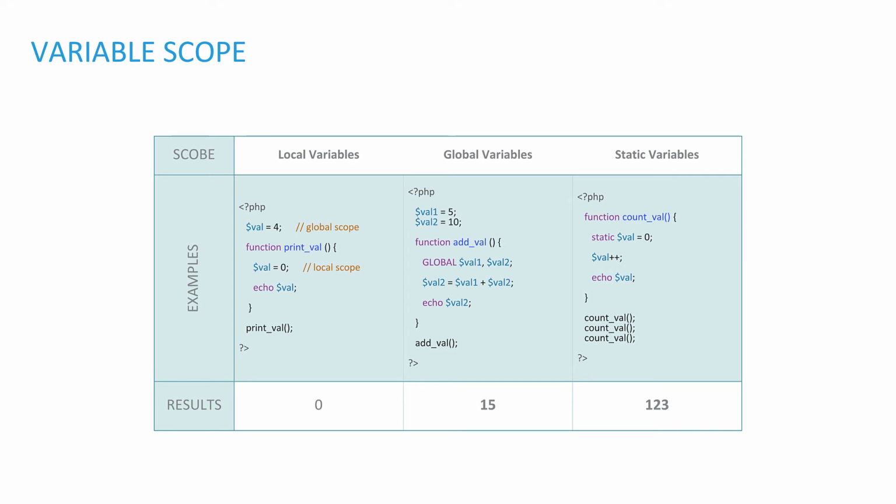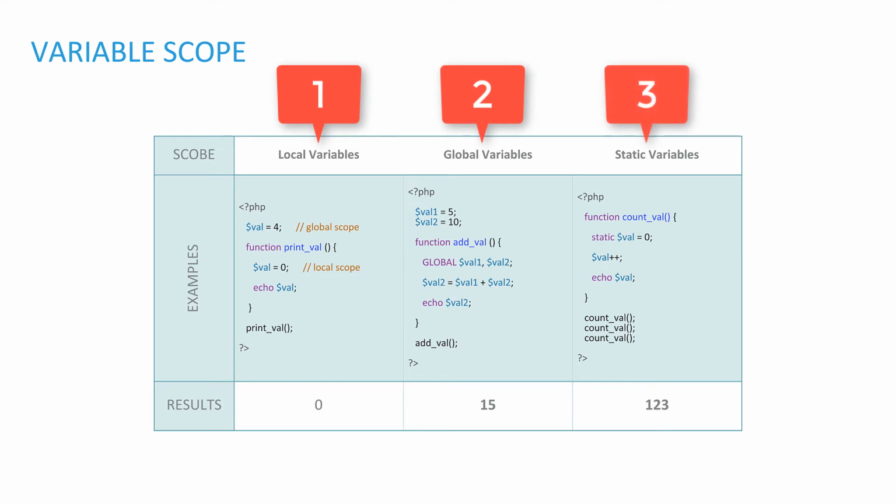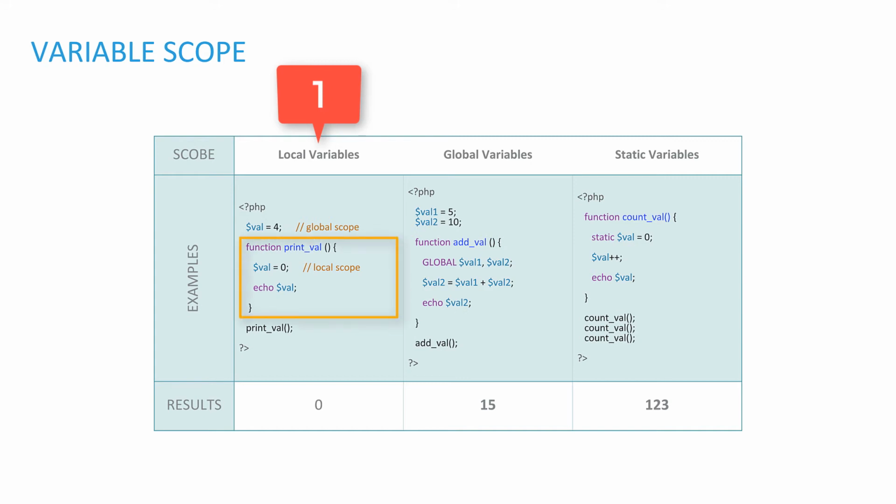Now we'll be talking about variable scope. Here we'll demonstrate the types of variable scope in PHP. The scope of a variable depends on the place that variable is declared in the PHP code. PHP variables can be one of three scope types: local variables, global variables, and static variables. So with local variables, we declare the variable within a PHP function. And as you can see in this example, the val variable that has been declared inside a print_val function is a local variable and can only be accessed by calling this function.